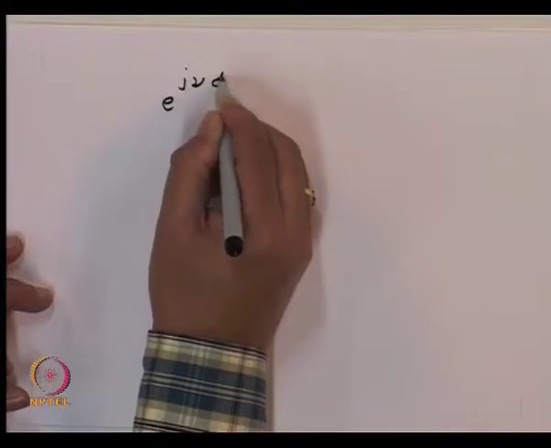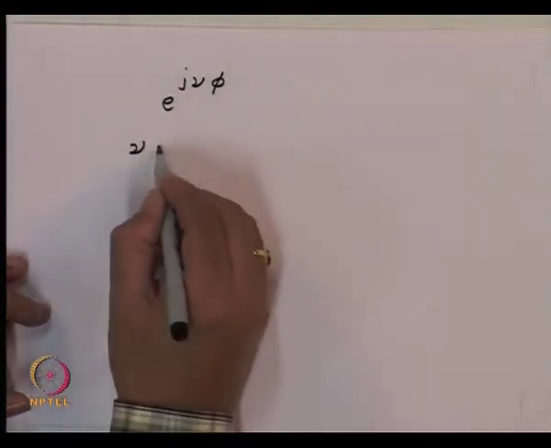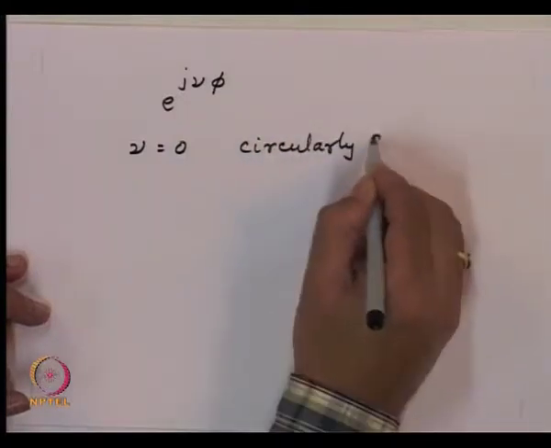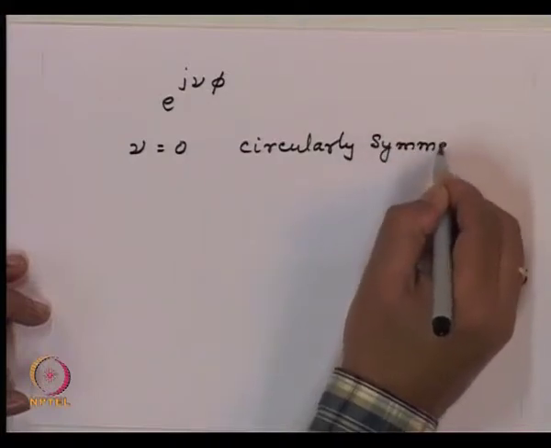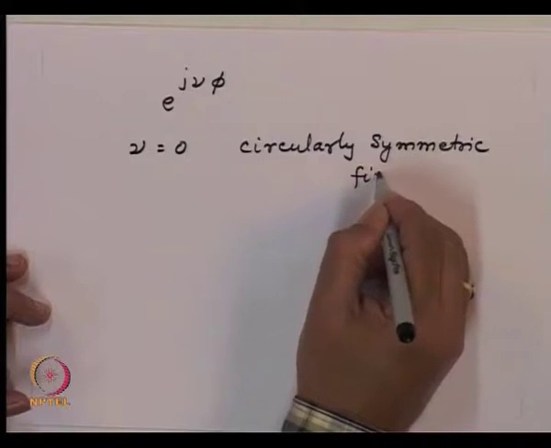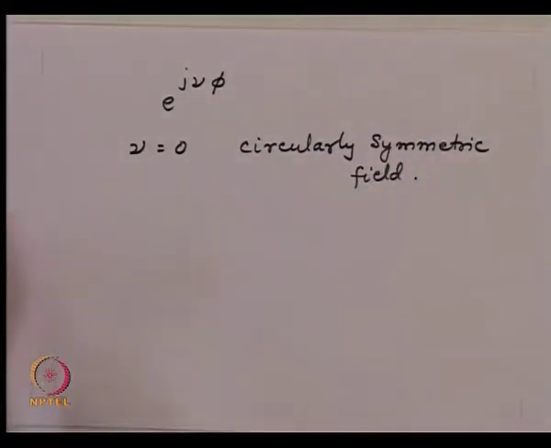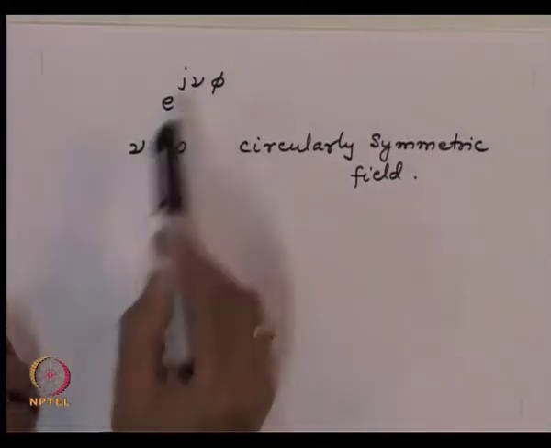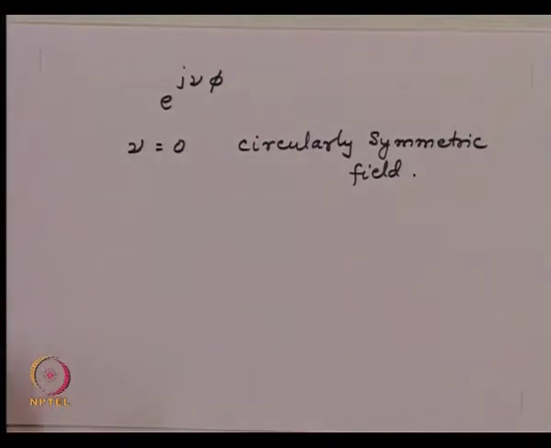So if I look at the function e to the power j nu phi, nu equal to 0 gives me a circularly symmetric field. And if nu is not equal to 0, then we do not get a circularly symmetric field. It will have a variation in the phi direction. For example, if I take nu equal to 1, then I will have one cycle variation as I move in the direction of phi. If I take nu equal to 2, I will have two cycle variation in the azimuth and so on.